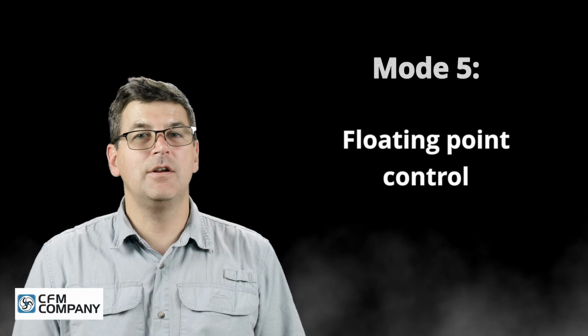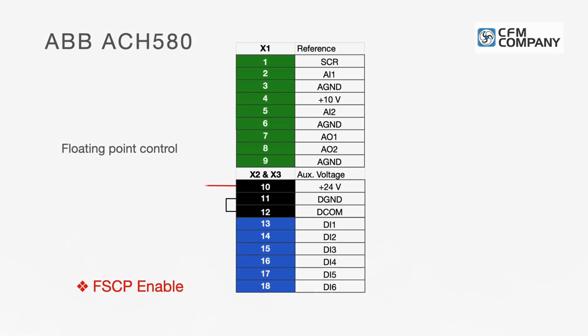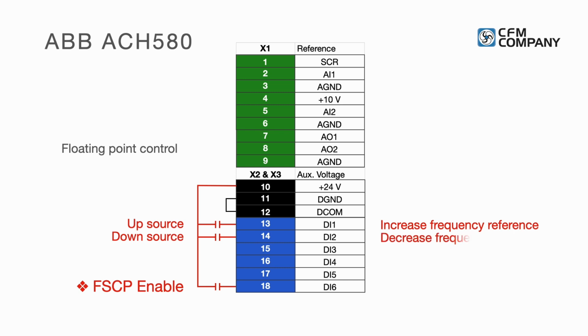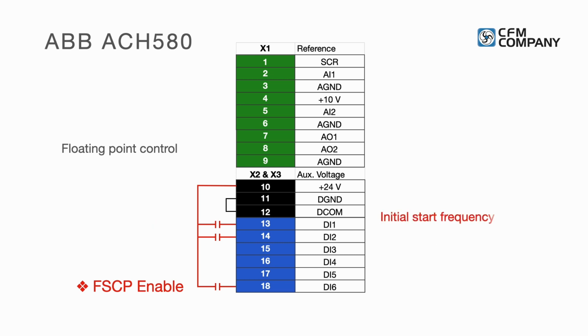The drive can operate using floating point control. When override is active, 2 digital inputs are used. 1 digital input increases the frequency reference and 1 digital input decreases the frequency reference. The output frequency of the VFD will change as dictated by the 2 digital inputs. An initial starting frequency can be programmed. The rate of change is determined by a separate ramp setting, and the minimum and maximum frequency limits are programmable.